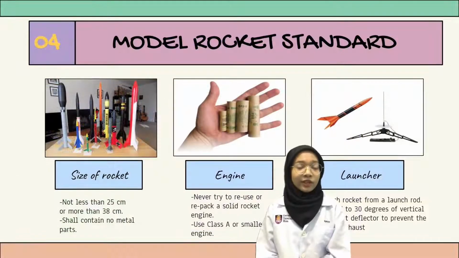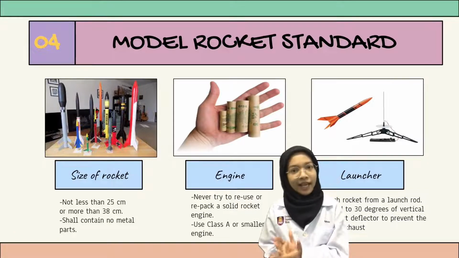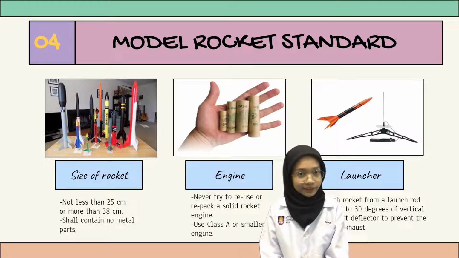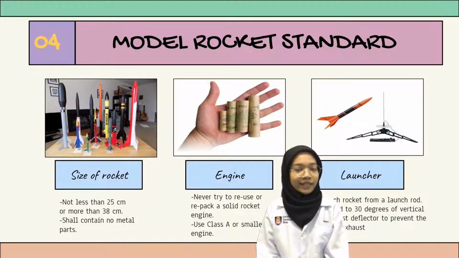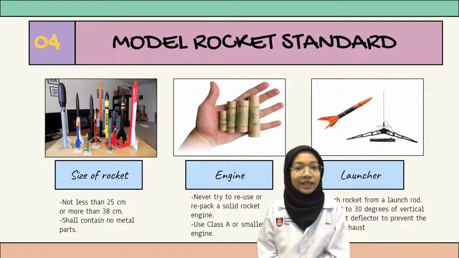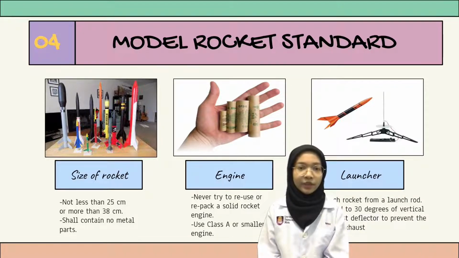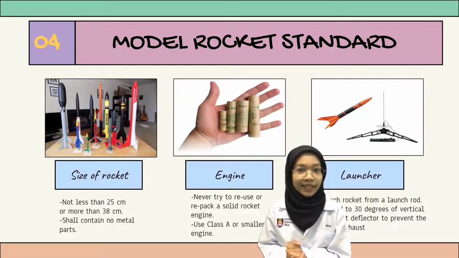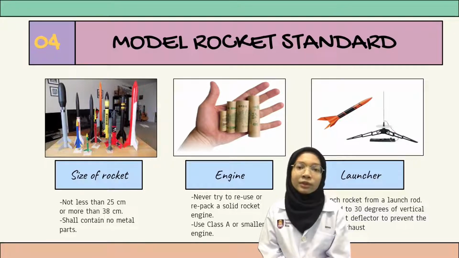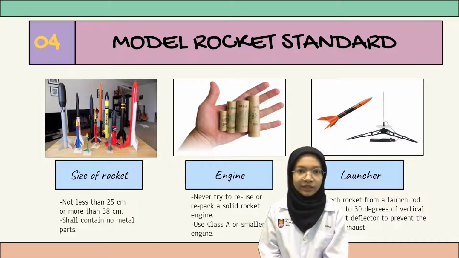Now is the model rocket standard precaution, which covers the size, the engine, and the launcher. Firstly, the size of the rocket. The length of the rocket must not measure less than 25 cm or more than 38 cm. The rocket shall contain no metal parts. Next, the engine. There are many types of engines, but in this activity, rockets with a smaller or class A engine are strongly recommended. Please never try to reuse or repack a solid rocket engine, as it is extremely dangerous.